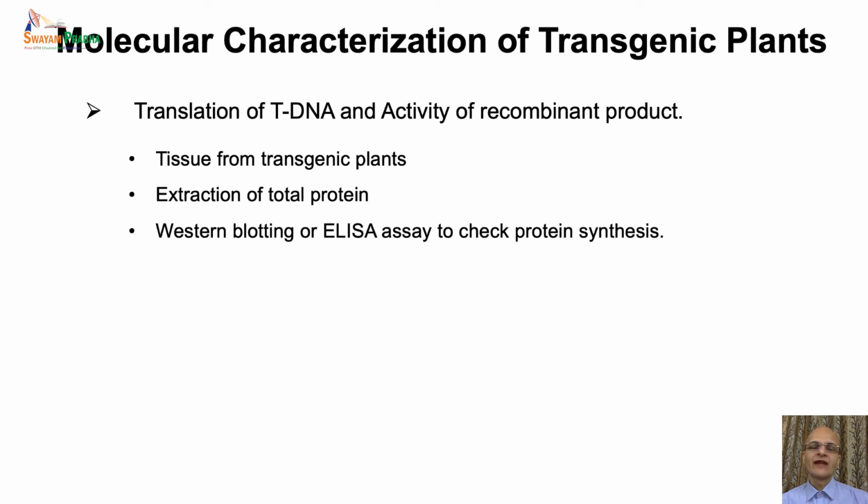Therefore, after validation of the accumulation of the recombinant product, it is validated whether it has the required functionality or not. The validation procedure, or the types of assays used to check the activity or functionality of the recombinant protein, would depend upon what type of protein it is. So these are the standard steps for the molecular characterization of the transgenic plants.